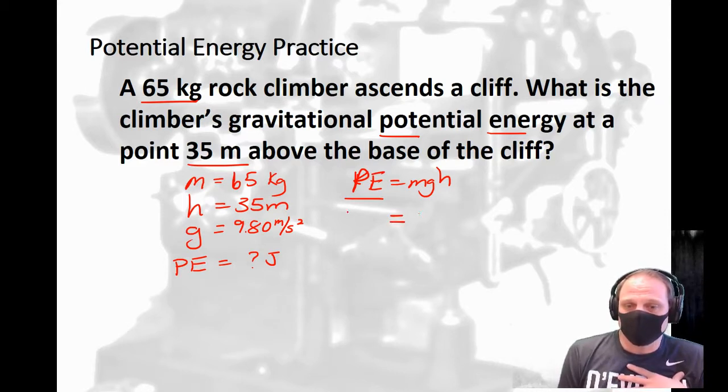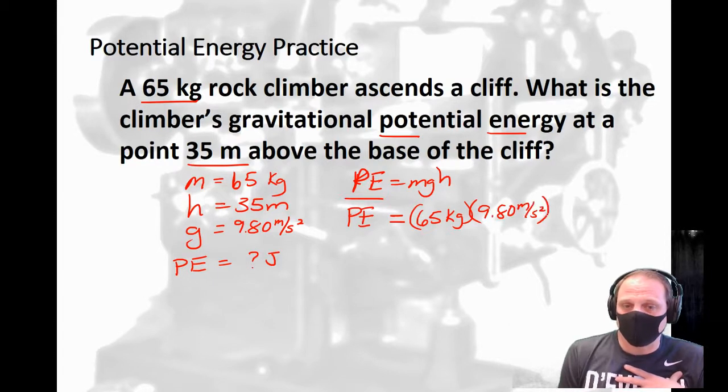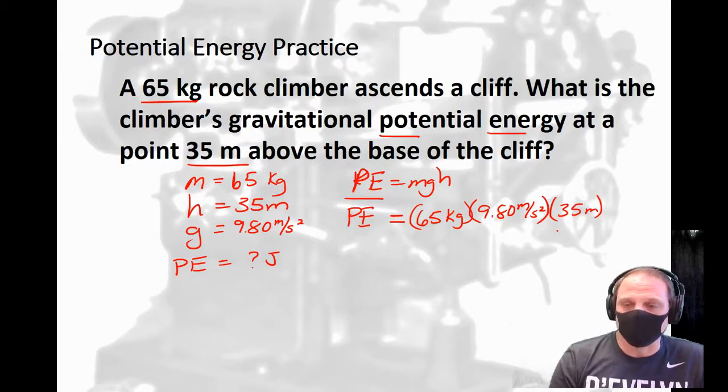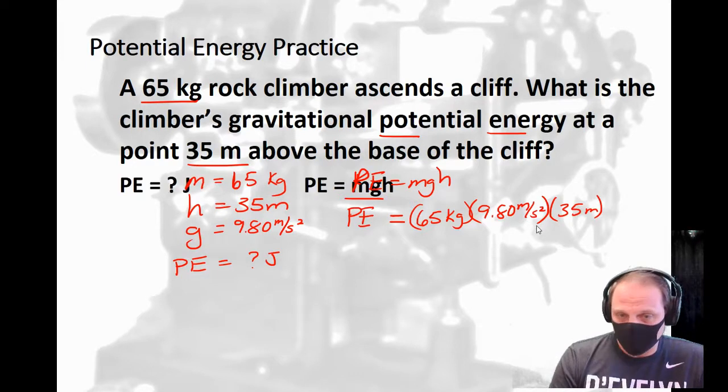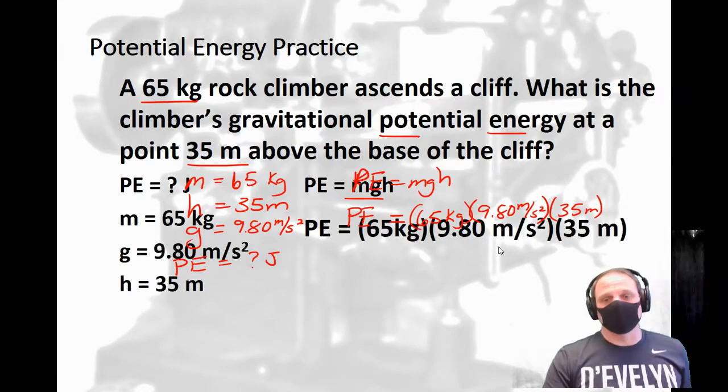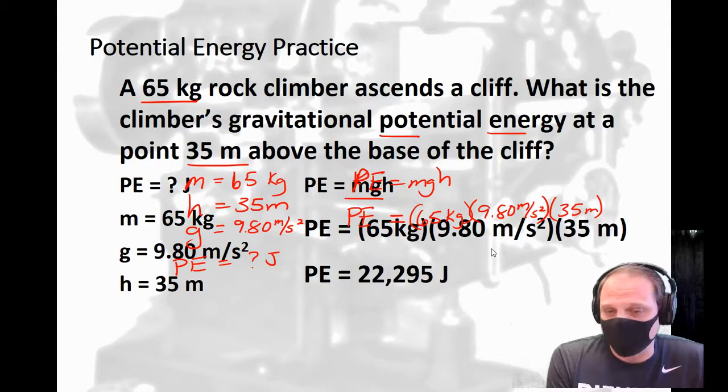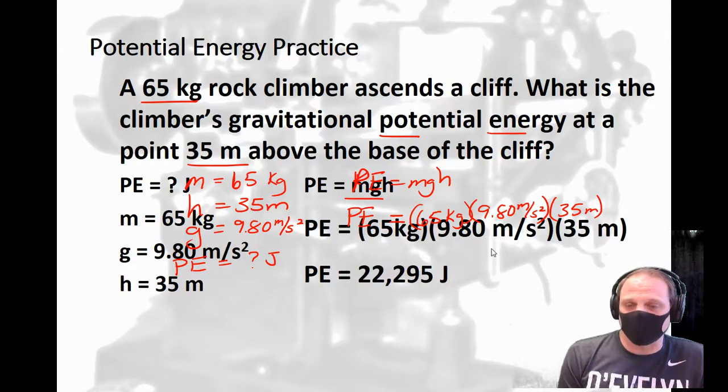So PE is equal to the mass. So I say 65 kilograms, right? And then times my acceleration due to gravity, 9.80 meters per second squared, and then times my height, which is 35 meters. Then I get my answer, right? I multiply those together, and you're going to get an answer of 22,295 joules.